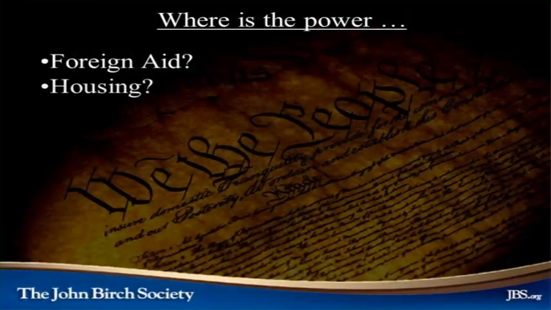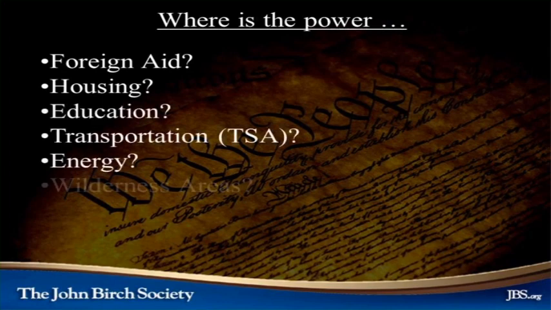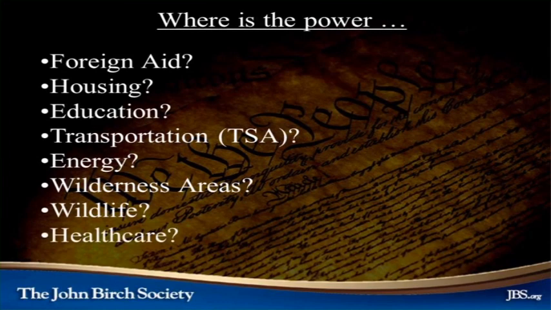Today, we have the federal government doing many things clearly outside the bounds of their power. Where's the power for foreign aid, federal housing programs, or education? There should be no Department of Education. Transportation, in particular the TSA, has had a lot of press, for good reason. Department of Energy, not authorized by the Constitution either. What about the federal government taking from the states and the people vast areas of land to designate as wilderness areas? They're not given that power either.